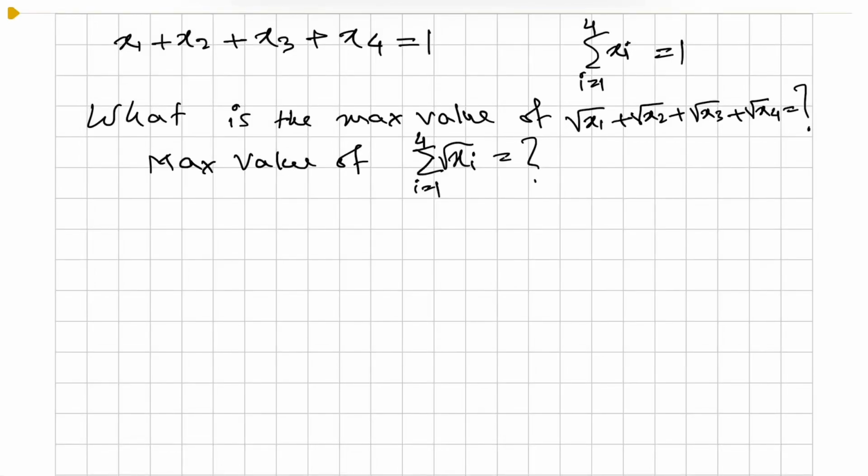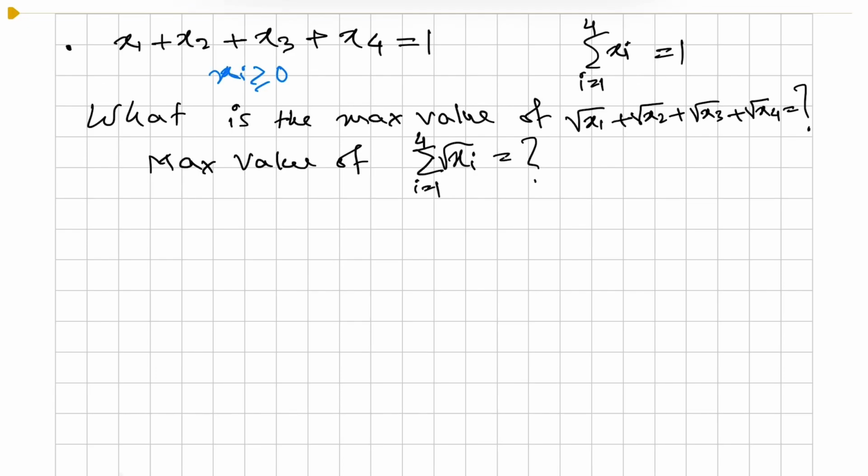Hello everyone, in this video we are going to talk about this simple algebra problem. So what is given? It is given to us that x1 plus x2 plus x3 plus x4 is 1. Here we need to mention that these xi's are non-negative numbers, so basically they are bigger than or equal to 0.